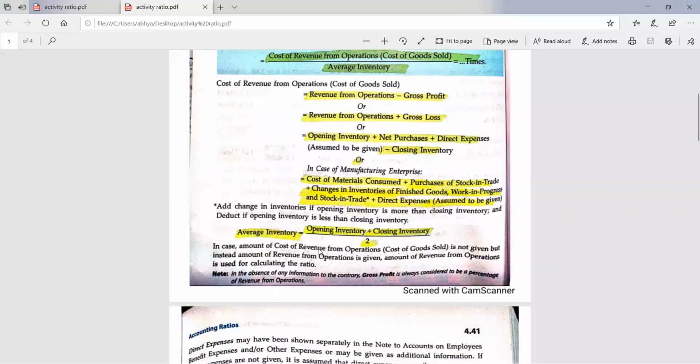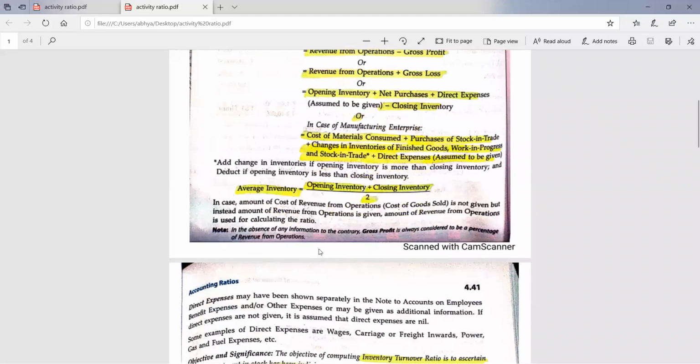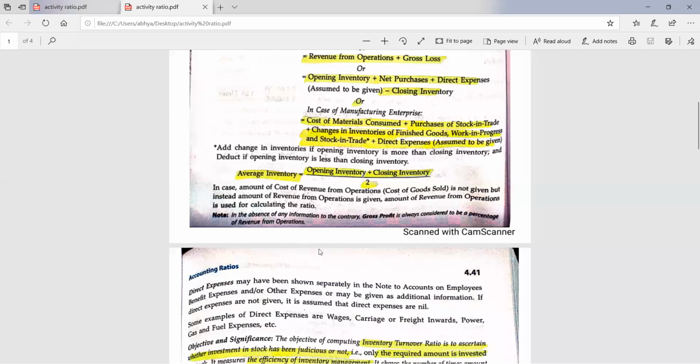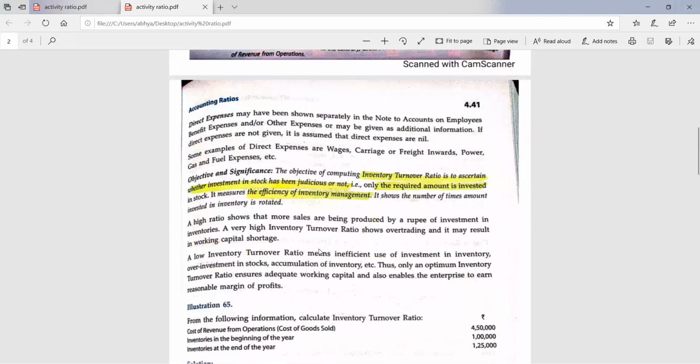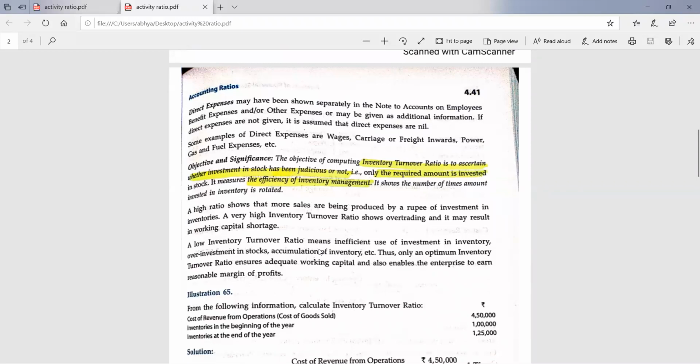The fourth formula is not really new, only the terms are new. The formula is the same: cost of material consumed, purchase of stock in trade, changes in inventories of finished goods. You have to learn all these terms. And direct expense: if direct expenses are given, only then you add them, otherwise assume it 0. Direct expenses are all those expenses given in the trading account, like wages. If salaries are given, then it is indirect and will not be considered. Wages, carriage inwards, freight inwards, power, fuel, royalty, gas, factory expenses, all the factory expenses are direct expense.